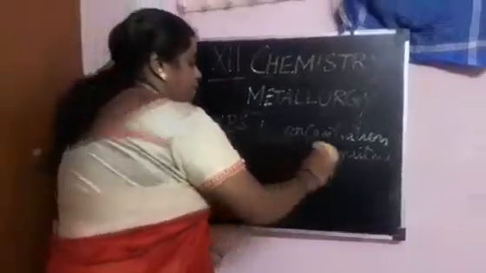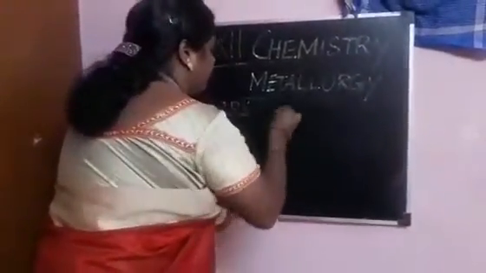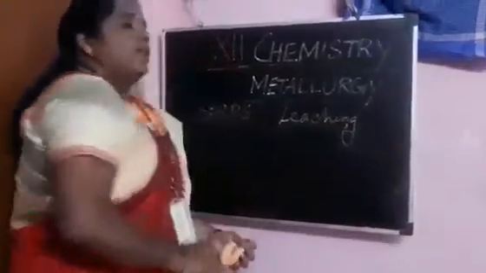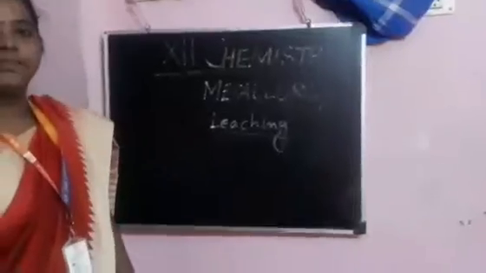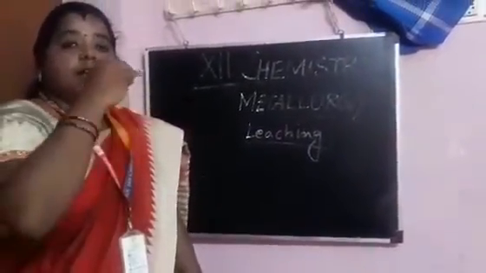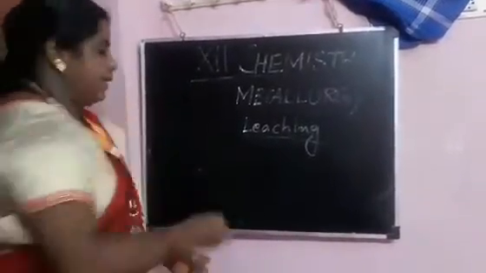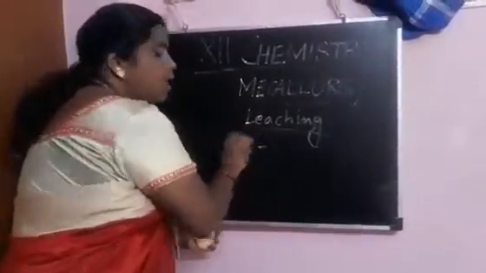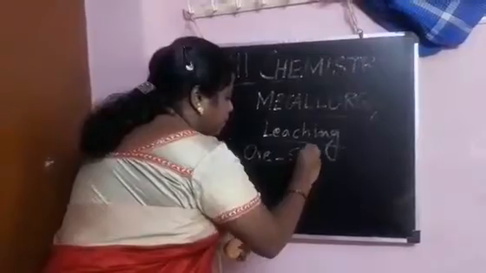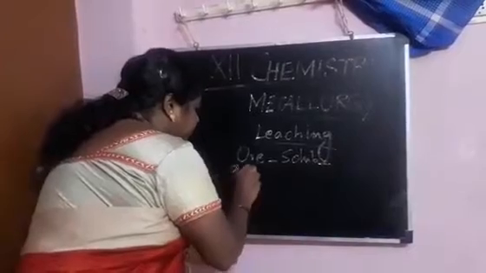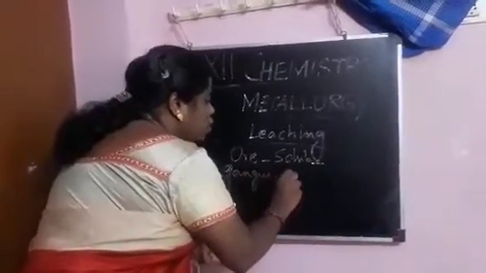leaching. Okay, leaching. And the third step is leaching. Leaching, in this method, is nothing else but that we have to remove the soluble and the insoluble. So in this process, the condition is that the ore should be a soluble substance and the gangue should be an insoluble substance.